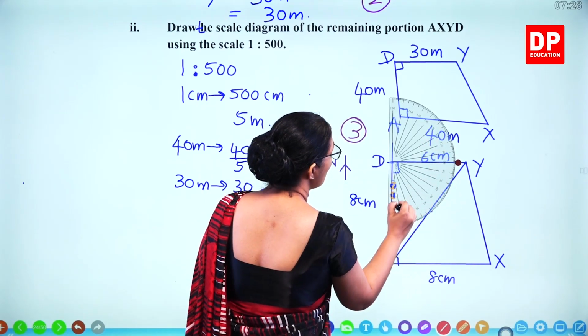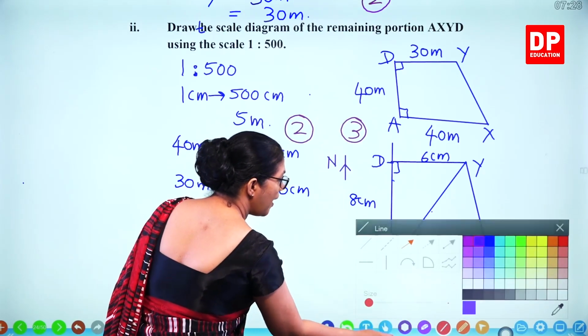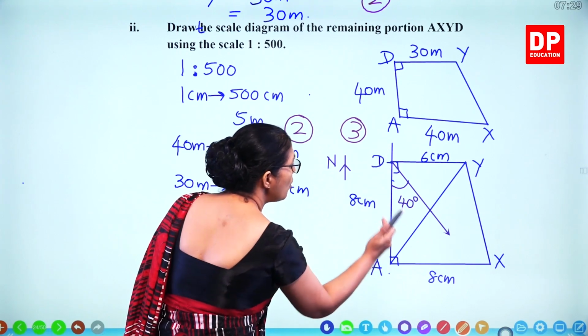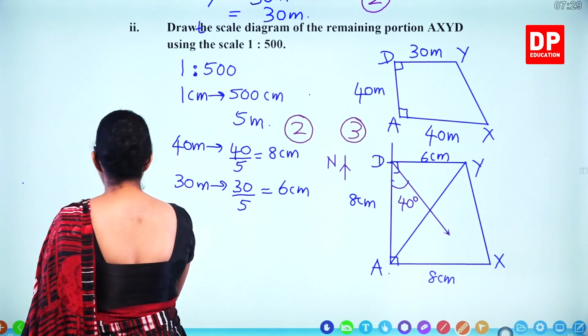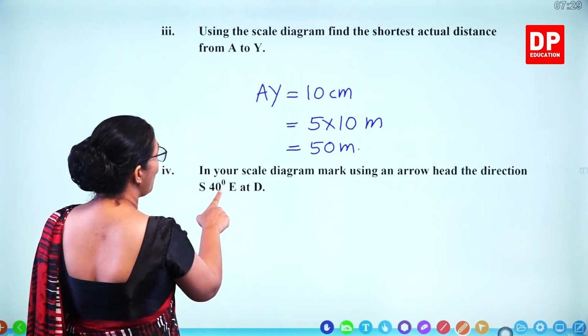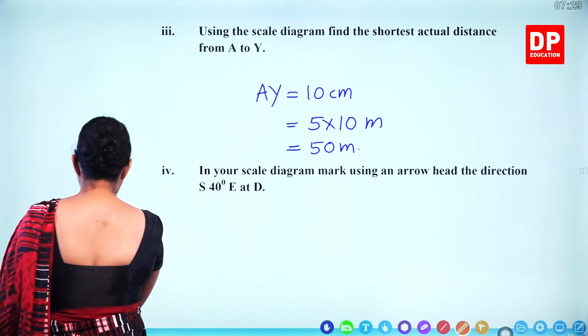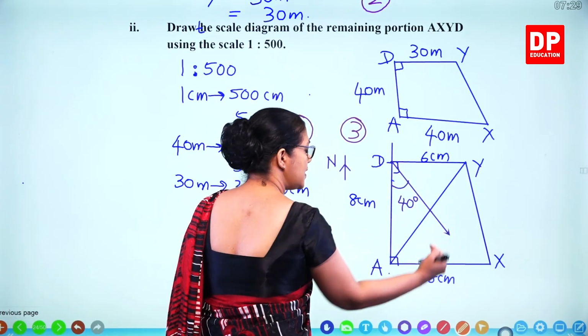And you can mark with an arrow. I'll take an arrow and show the direction. So this is the direction, south 40 to the east side. That's what you need. South 40 to east at D. So that's the diagram. South is this direction, 40 degrees towards east.